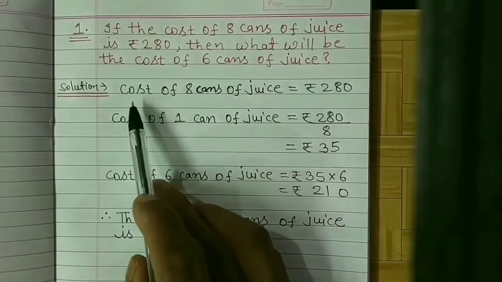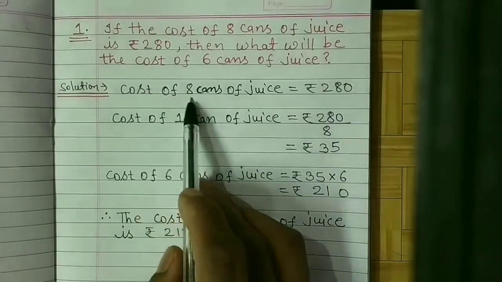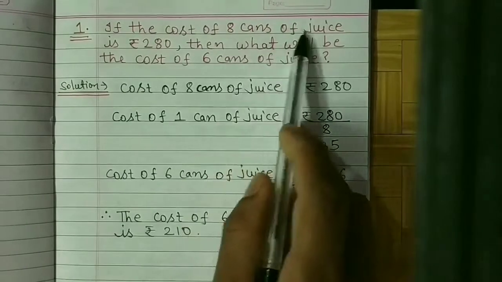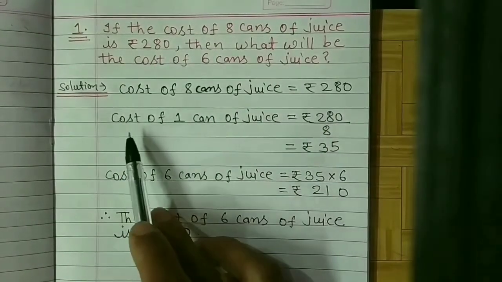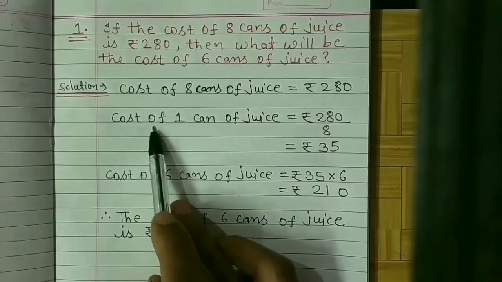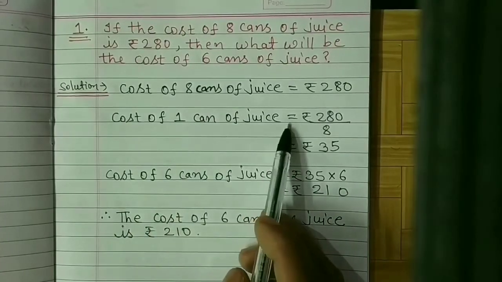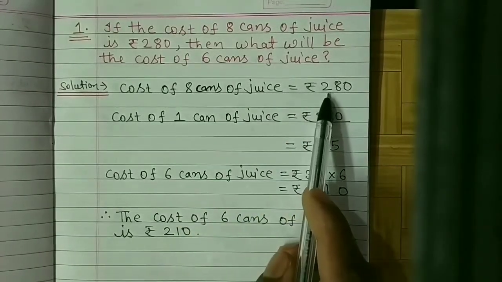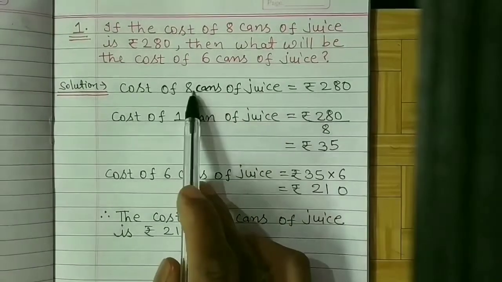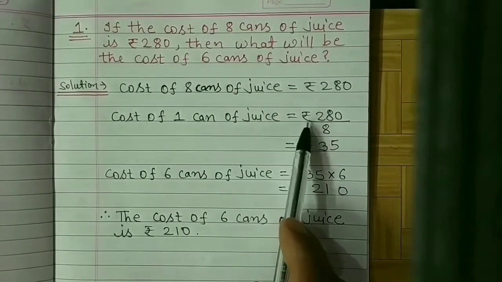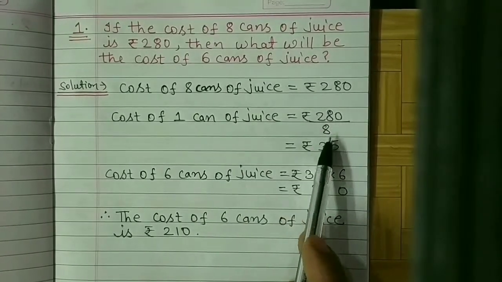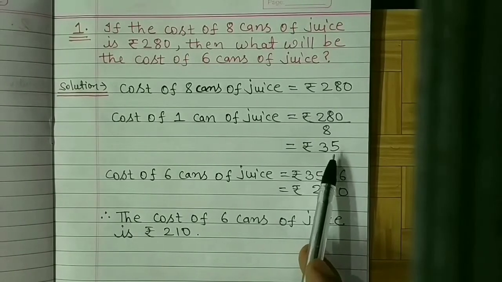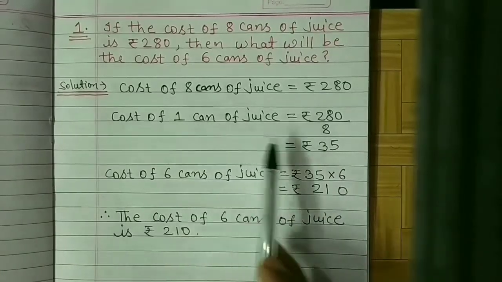Here I have written: cost of 8 cans of juice equal to rupees 280, the same statement. After that I have written: cost of 1 can of juice equal to the division of these two numbers. So we have to divide this 280 by this number 8. So rupees 280 by 8 equal to rupees 35, and this is the cost of 1 can of juice.